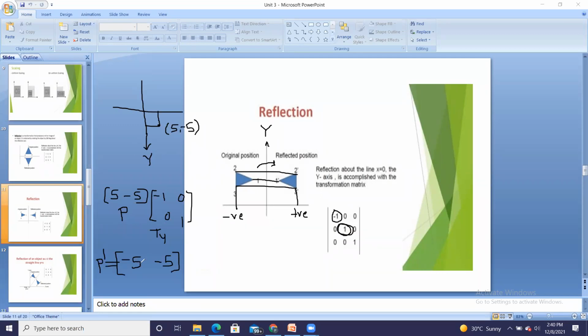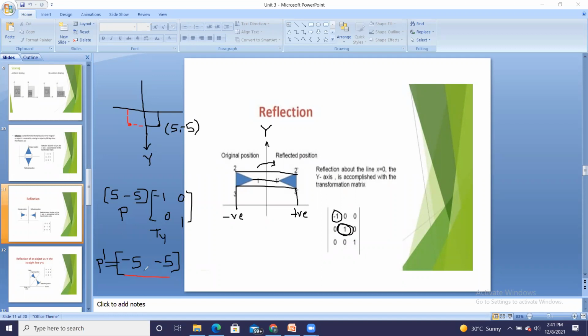So let us plot this point. Both x and y are minus, that's why it will lie in the third quadrant. So it will lie somewhere over here. So I will say this is your resultant point after reflection with y-axis. So is it true? Yes, it is the same as the mirror image along y-axis. So I will be getting the point with coordinates -5, -5.